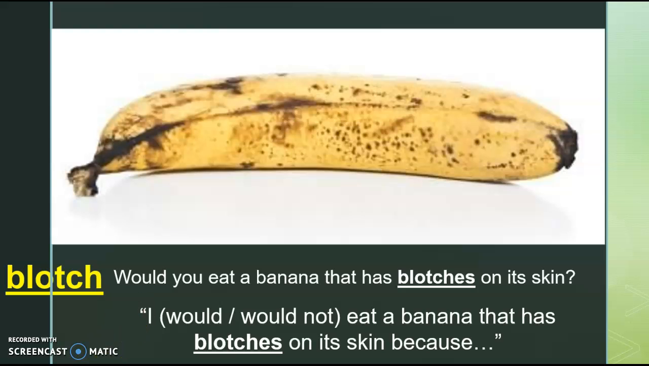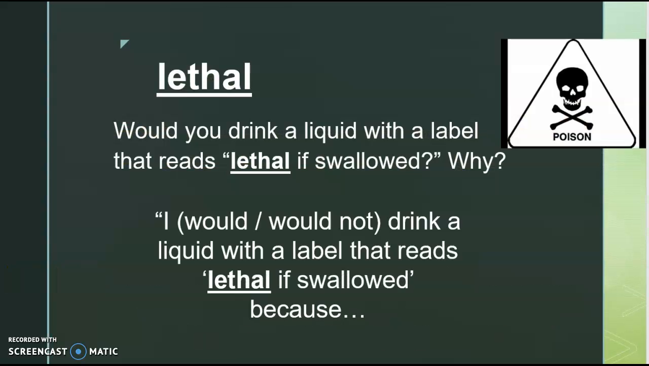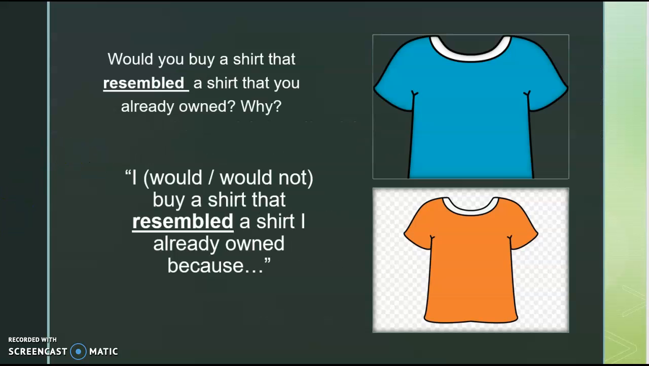Let's look at the second example. Lethal. Would you drink a liquid with a label that reads lethal if swallowed? Why or why not? Right, obviously we're not going to drink a liquid that has the word lethal or lethal if swallowed written on the bottle because we know that lethal means that it is deadly or able to kill.